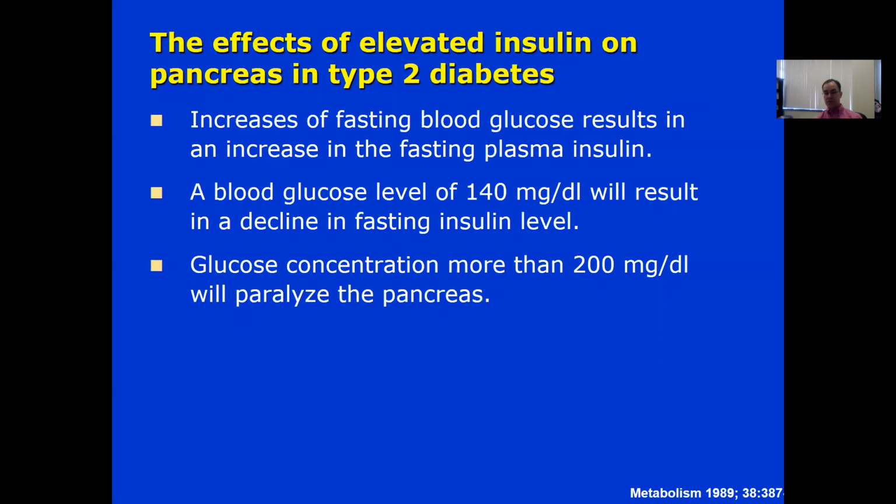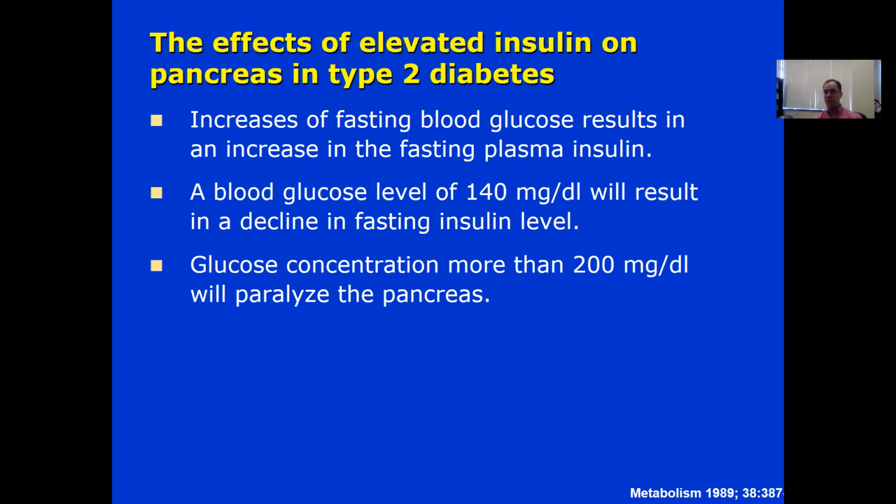Increases of fasting blood glucose result in an increase in the fasting plasma insulin. So in other words, as your blood glucose levels continue to rise, your pancreas has to work even harder to keep your blood sugar within normal values. A blood glucose level of 140 will result in a decline in fasting insulin levels, meaning that your pancreas just can't keep up with that amount. It has to work so hard it starts to exhaust itself. Imagine going from a slow walk to a jog, for example. And then when your blood sugar goes above 200 milligrams per deciliter continuously, your pancreas just wears out.